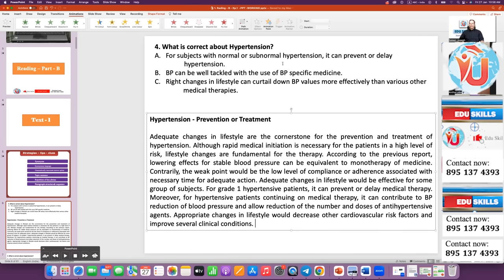For example, for subjects with normal or subnormal hypertension, it means it should be hypertension, right? Hypertension can prevent or delay hypertension. Is there any meaning? No, father. Can hypertension prevent or delay hypertension? No, impossible. There is no meaning. You cannot say, for example, diabetes can prevent or delay diabetes. You cannot say that. Medically, there is no meaning. Grammatically, there is no meaning. In general common sense, there is no meaning. So, it's grammatically incorrect.